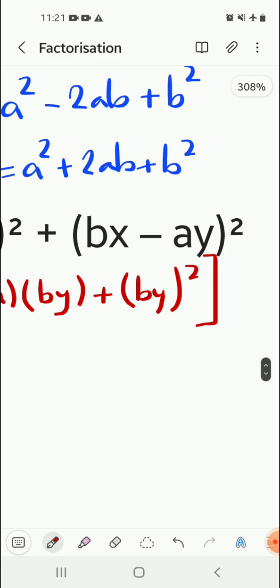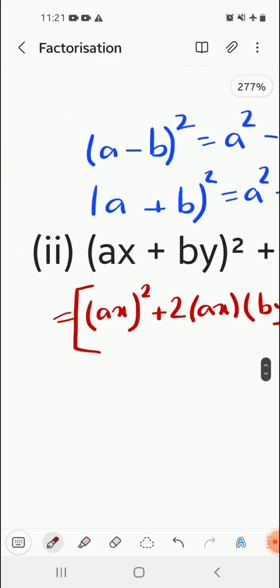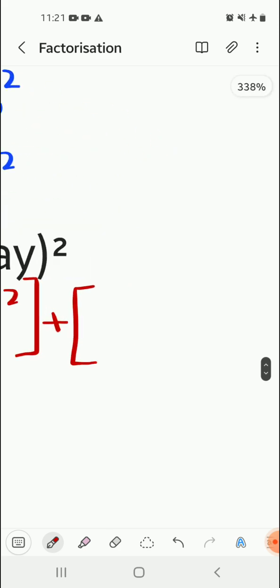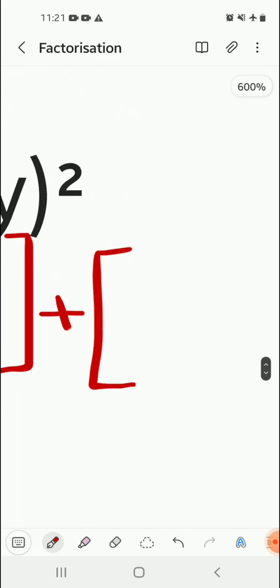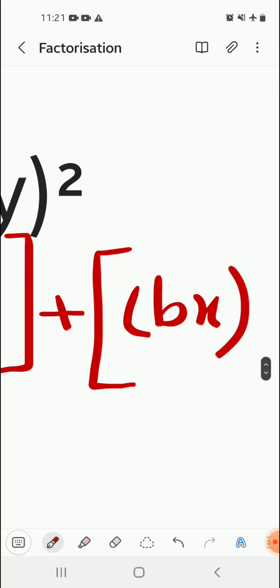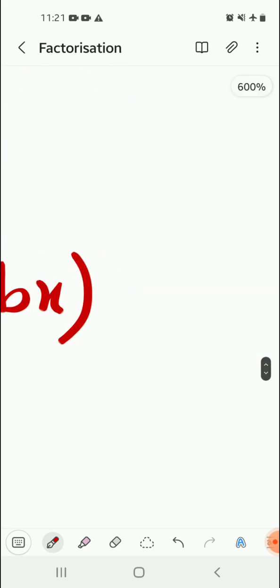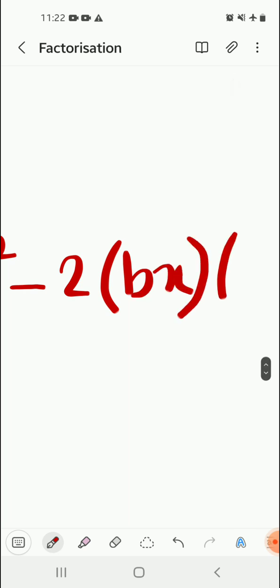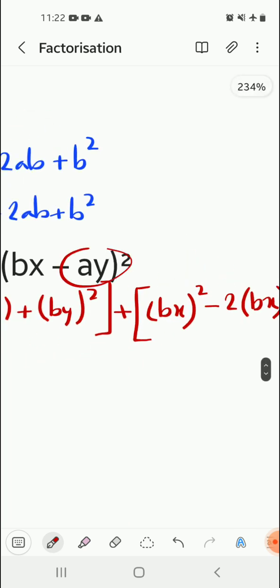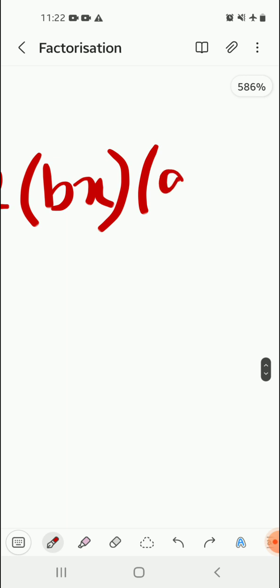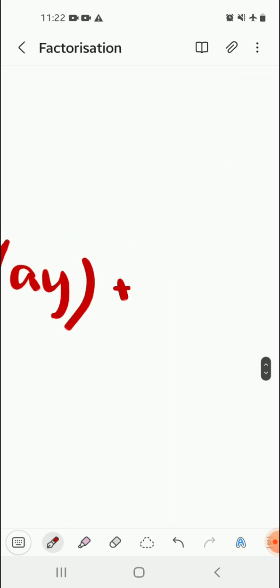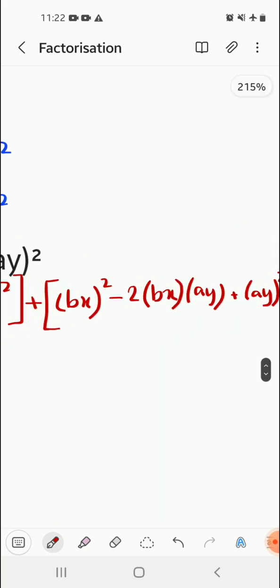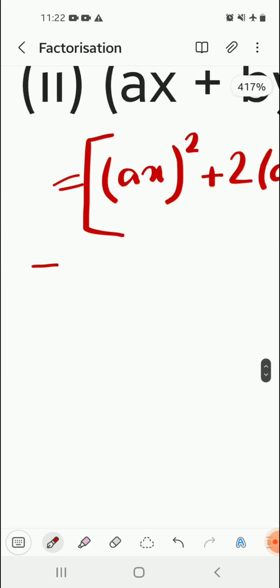This is done. Put it within a bracket and then sign change plus. Within the next bracket we're going to solve this. We have bx, so this is a over here, so a square minus 2ab, where a is bx and b is ay, plus b square, which is ay whole square, bracket close. Now we are going to solve these brackets.